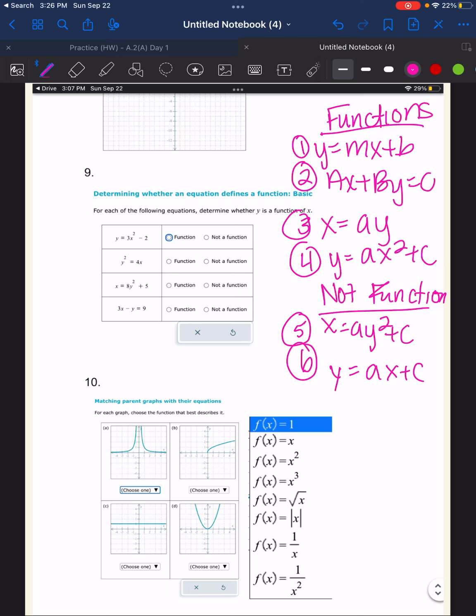All right, so now that I know all that, let's look at the first one. Y equals 3x squared minus 2. Which one does that look like? Number 4. Number 4 is a function.